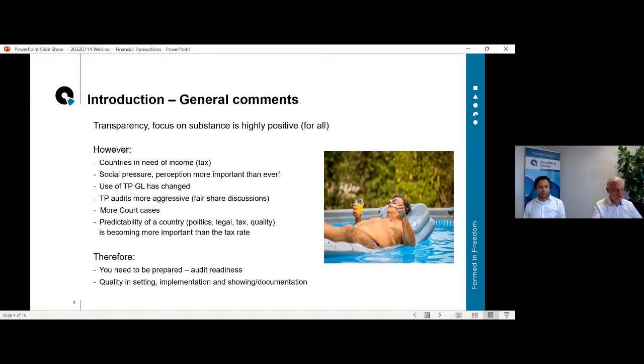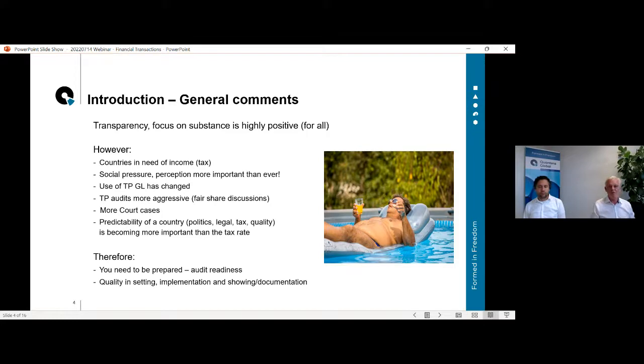The message of this slide is that there's a climate change, and it's not only the climate change that you see in nature, but also in the political and the tax landscape. Some general comments on that are now in place. The first one, which is obviously important for us, is that transparency and the focus on substance is highly positive. I would like to start with that, with all that is happening on transparency.